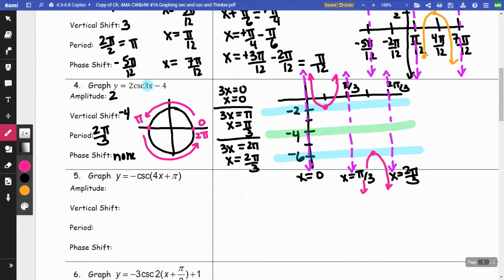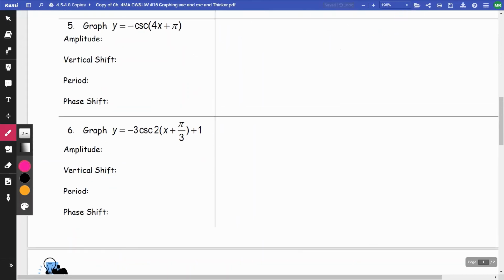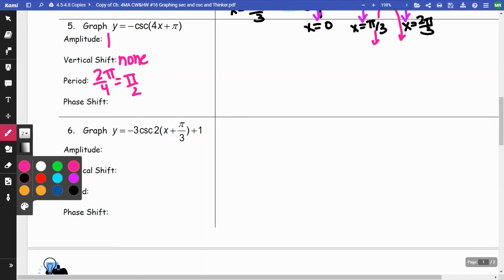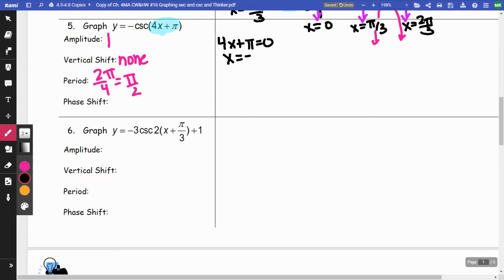On number 5, for this one, my amplitude is going to be 1. My vertical shift is none. My period is 2 pi divided by 4, or pi halves. And then for my phase shift, if I was to take this and set it equal to 0, I get x is equal to a negative pi fourths.